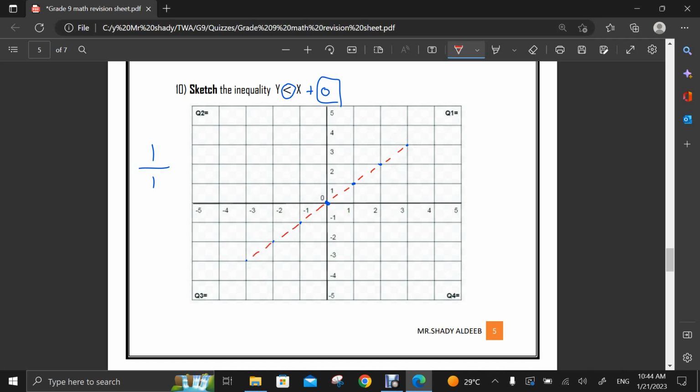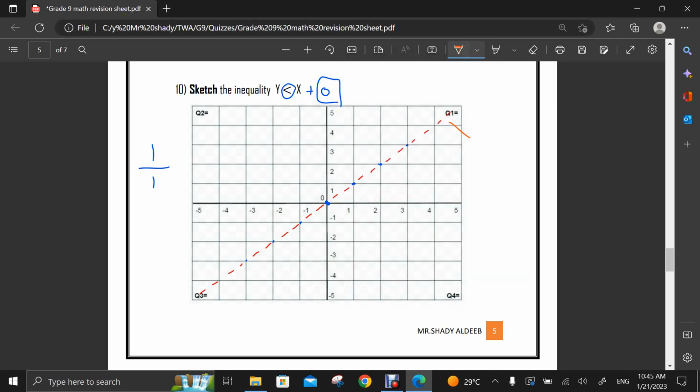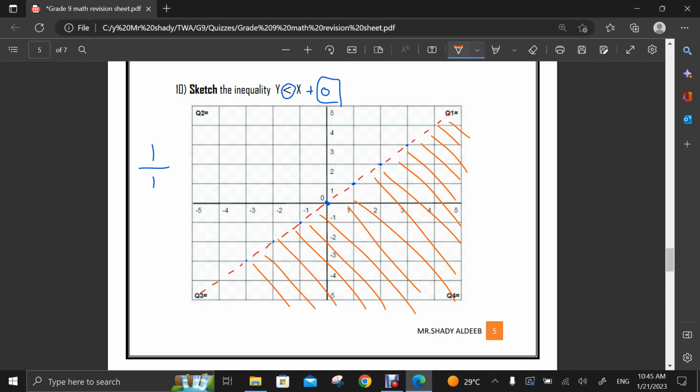Okay? So, I didn't finish yet. I must shade the part which is down the line, because it's y smaller than x. So shade it. Okay? So let's see the next one.